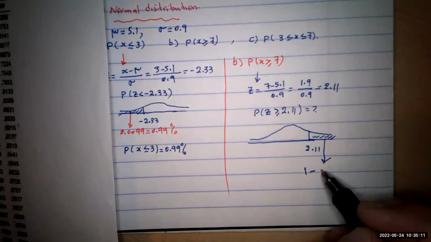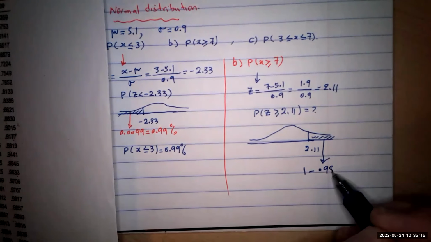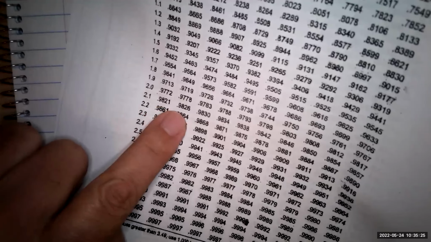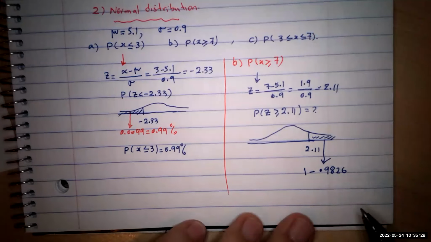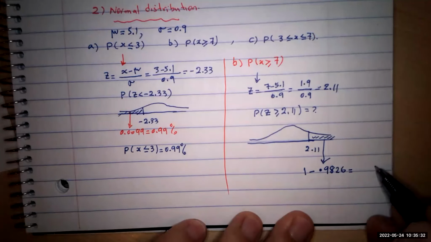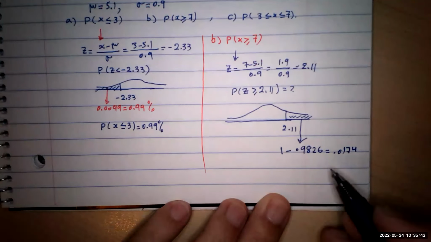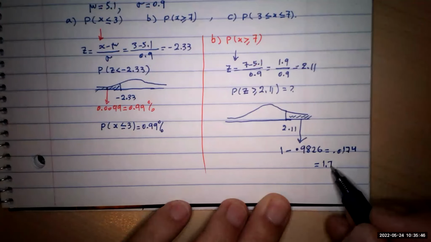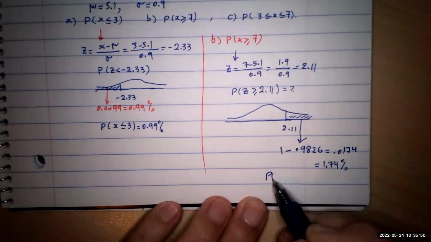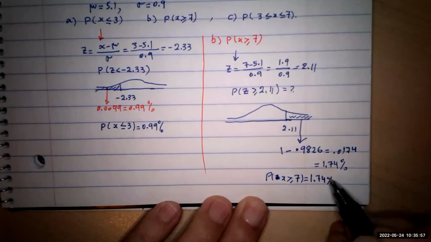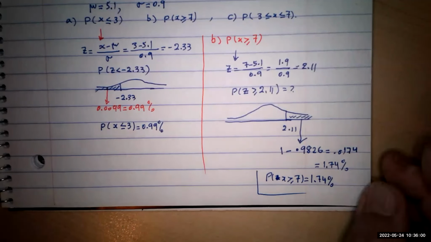It's 0.9826 from the Z table. And you subtract that, which gives you the probability in question. So that gives you 0.0174. And if you want to change it to percent, it's going to be 1.74%. So the chance that the thickness is going to be bigger than 7 millimeter is 1.74%. And that would be the second part.